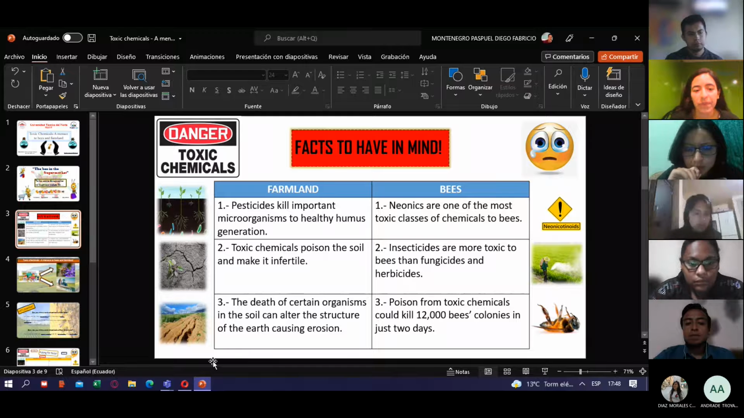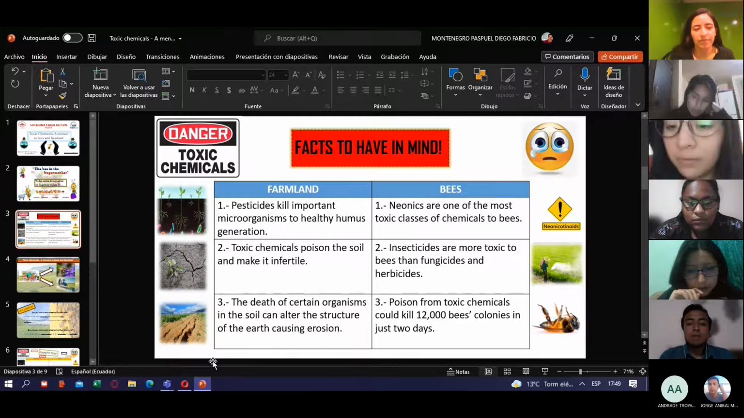Fact number one, in the line of farmland: pesticides kill important microorganisms for healthy humus generation. Repeat after me, Milena. Pesticides kill important microorganisms for healthy humus generation. Number two, repeat after me, Aide. Toxic chemicals poison the soil and make it infertile.